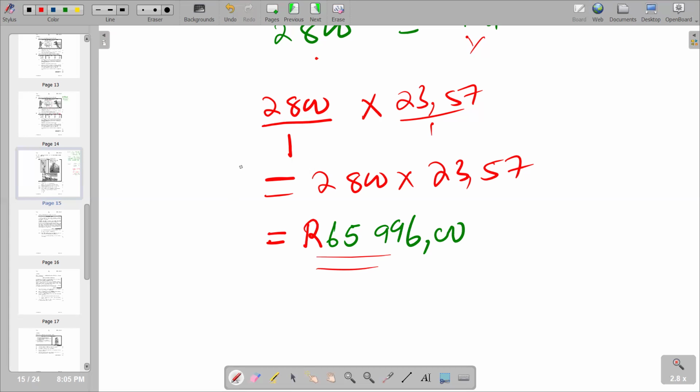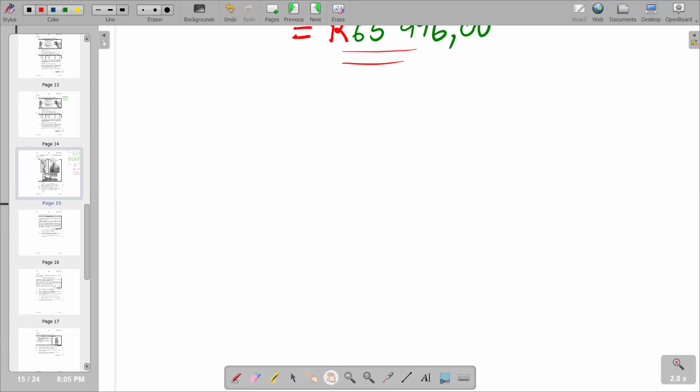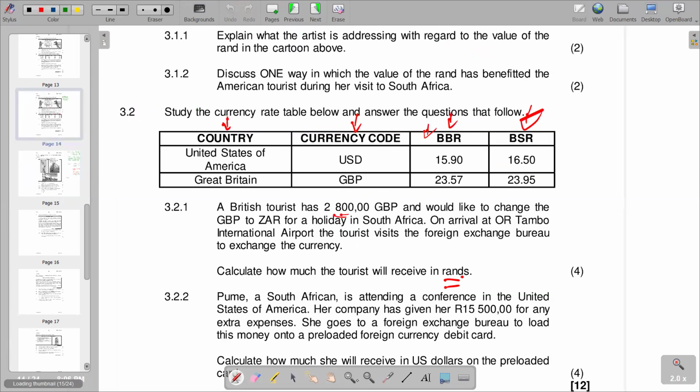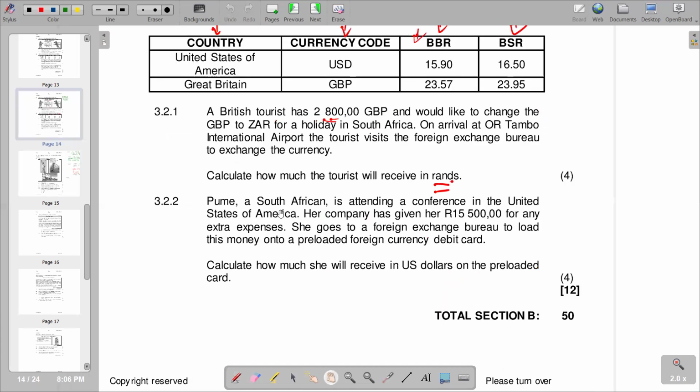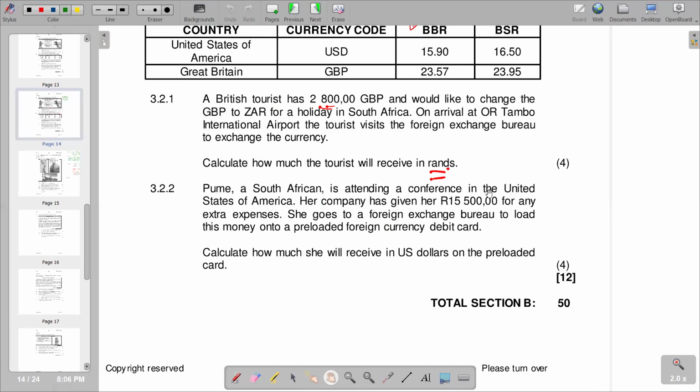Then we go to the second part of the question, which is 3.2.2. And we go back to see the scenario that we are given. Pullman, a South African, is attending a conference in the United States of America. A company is giving her 15,500 rands for any extra expenses. She goes to the foreign exchange bureau to load this money onto a preloaded foreign currency debit card. Calculate how much she will receive in US dollars on the preloaded card. So that's the second scenario that we are given.